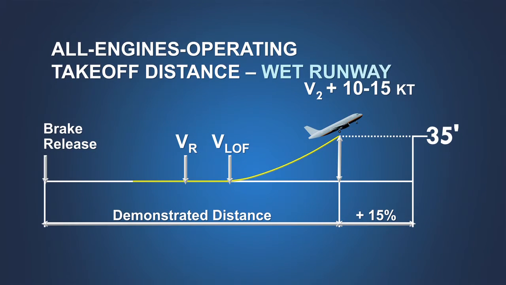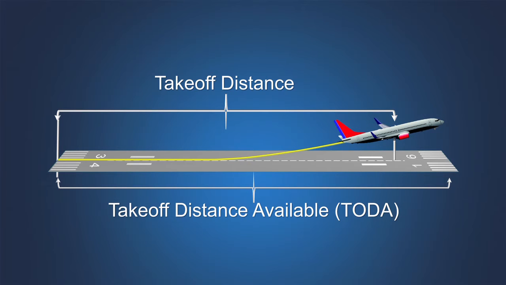On a wet runway, the all engines operating takeoff distance is 115% of the distance to a height of 35 feet above the takeoff surface. The longer of the one engine inoperative takeoff distances for either a dry or wet runway, or 115% of the all engines operating takeoff distance to 35 feet, establishes the minimum takeoff distance when a runway is wet. The calculated takeoff distance cannot be longer than the takeoff distance available.